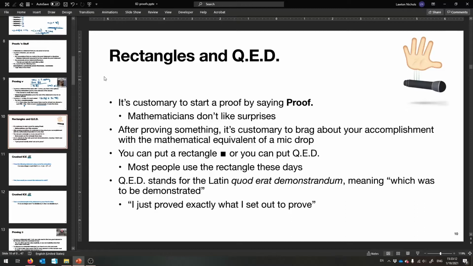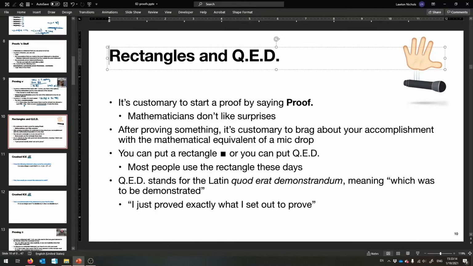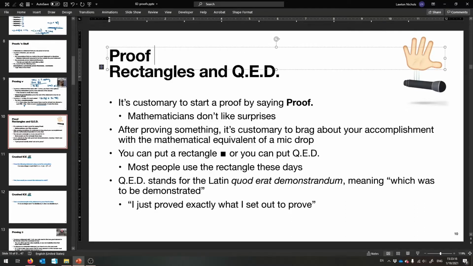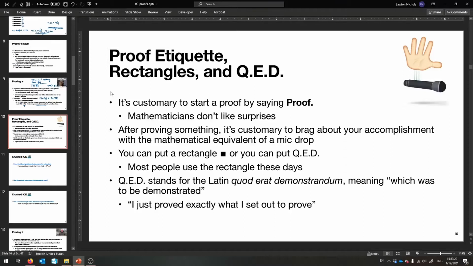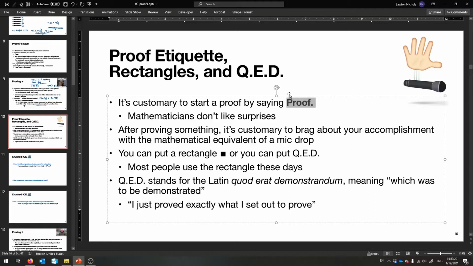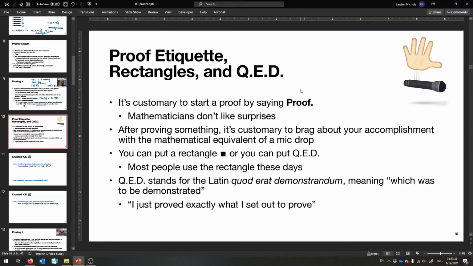Let's talk about proof etiquette. Okay? Maybe I should say that here too. All right, so when you're writing a proof, and you'll see this in the book, it's customary to start that proof by saying proof in bold with a period after it. It's like, all right, hello, here's my proof, begin proof.